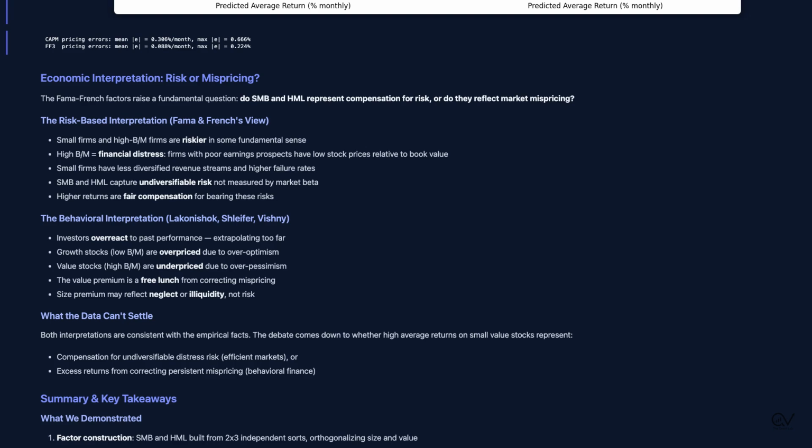But the behavioral camp, led by Lakonishok, Shleifer, and Vishny, argues these are anomalies. Investors overreact to past performance, making growth stocks too expensive and value stocks too cheap. The value premium is a free lunch from correcting mispricing, not compensation for risk. Here's the uncomfortable truth. The statistical evidence alone cannot settle this debate. Both stories are consistent with the data. What matters is whether you believe markets are rational but incomplete or systematically biased.